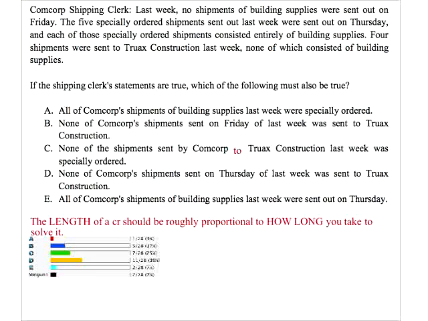Last week, no shipments of building supplies were sent out on Friday. The 5 specially ordered shipments were sent out on Thursday, and each of those specially ordered shipments consisted entirely of building supplies. 4 shipments were sent to Truax last week, none of which consisted of building supplies. Okay, which of the following must also be true?